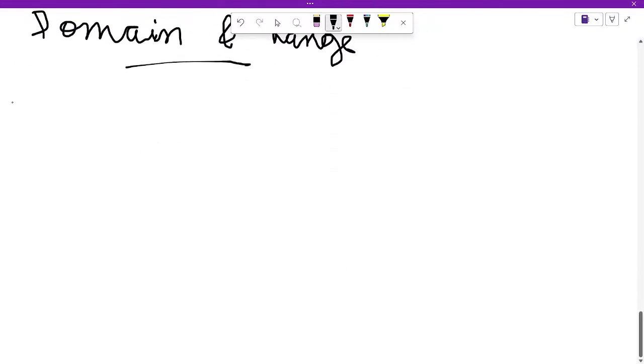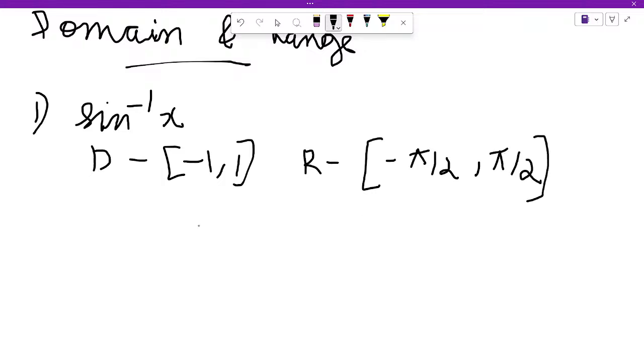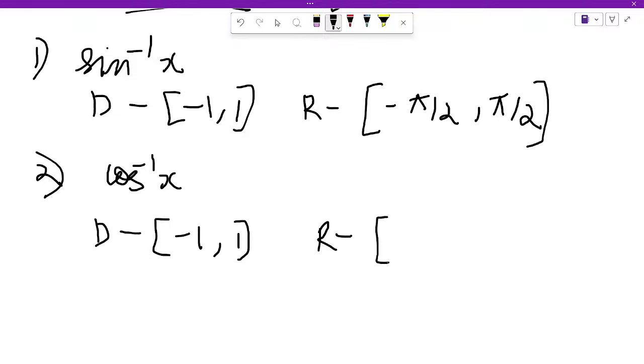Firstly we need to know about sine inverse x. The domain is closed interval minus 1 comma 1, and the range is closed interval minus pi by 2 comma pi by 2. Second one is cos inverse x. The domain is same, minus 1 comma 1, but the range is different. Range will be closed interval 0 comma pi.